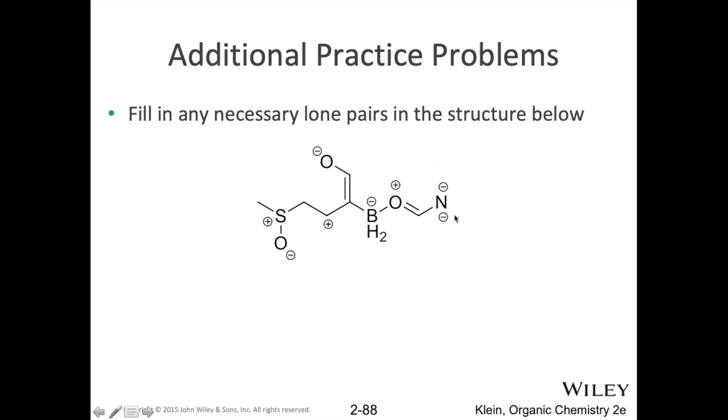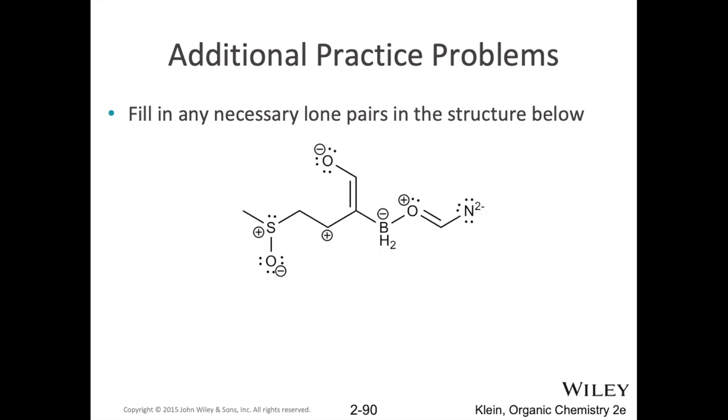Okay, for this nitrogen, please note that it's got 2 negative formal charges on it, so that's the equivalent of a -2 formal charge. Okay, so if you want to check your work, here are those lone pairs added in. When you look at those atoms, you can see that they correspond to the number of electrons that would give them that formal charge.